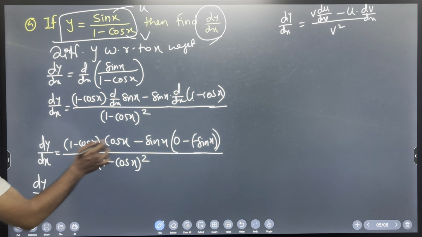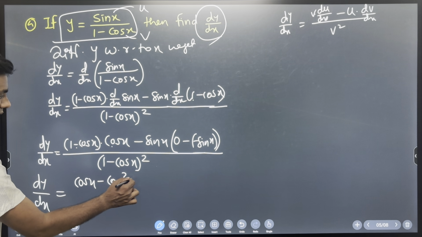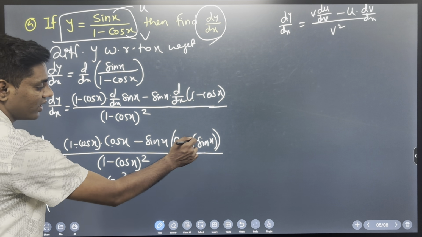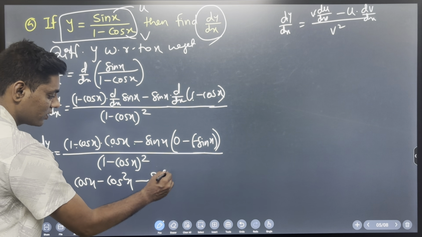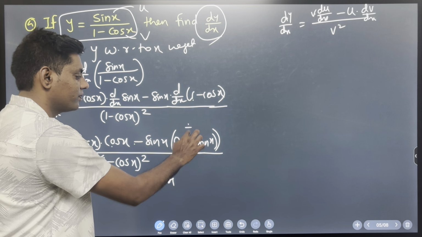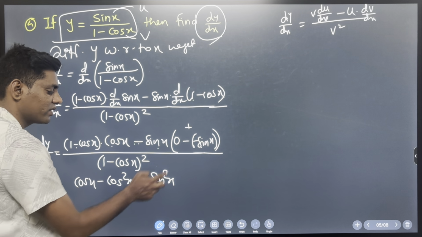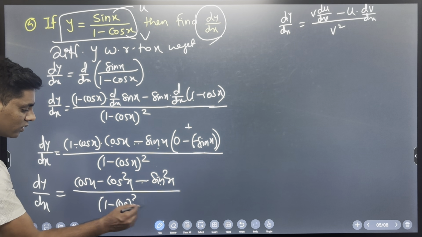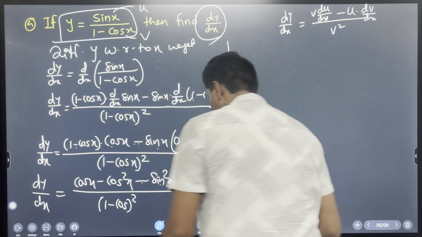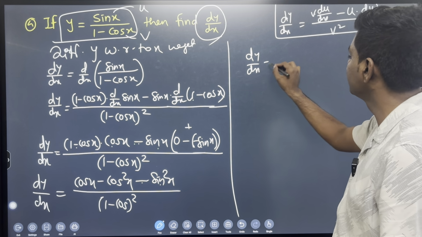So next the bracket expansion, cos into 1, that is cos x as it is, cos into cos, that is minus cos square x, then minus, now here minus minus becomes plus and plus into minus becomes minus, so minus sine square x. Very simple, minus minus plus, and plus minus, that is minus, and sine into sine, that is sine square x at the denominator 1 minus cos bracket square. So then dy by dx, this is the formula, remember.